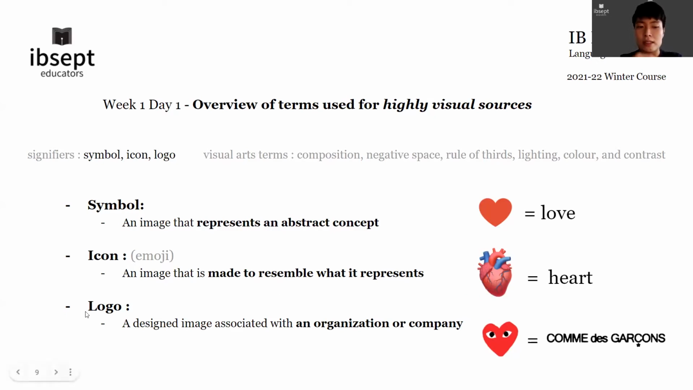And a logo takes that one step further. A logo is a designed image. It's an image created with intent in order to be associated with an organization or company. So it's like an icon, but specific for an organization or company. So I'm pretty sure a lot of you are familiar with this mark. And you see the heart with the eyes, and you would immediately think of the name of the brand, Comme des Garçons. So this is our quick overview of what symbols, icons, and logos are and what their differences are.